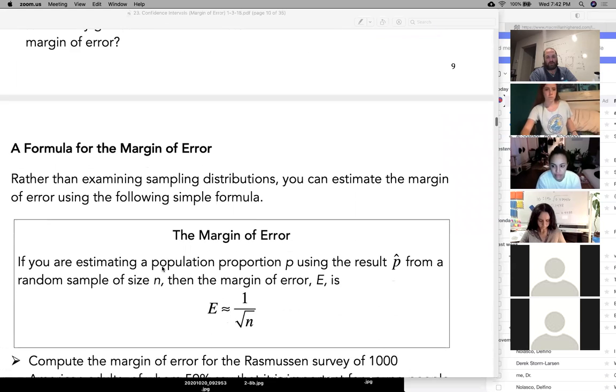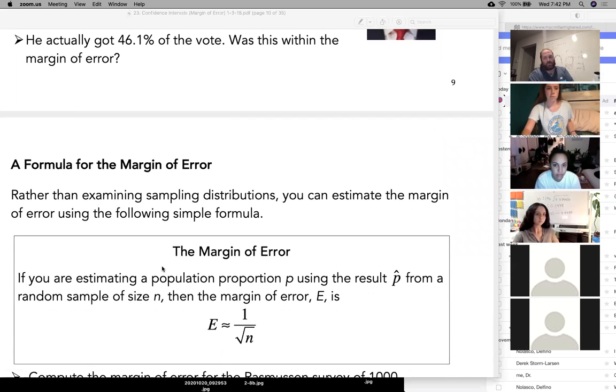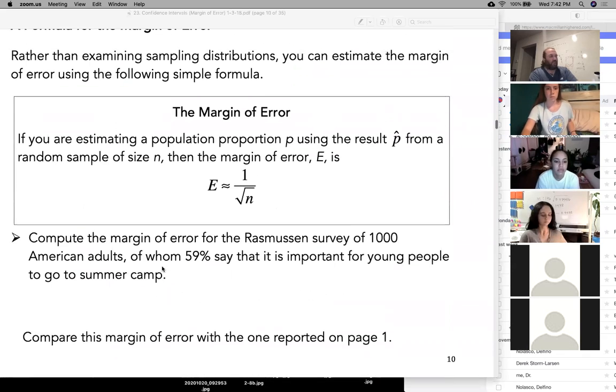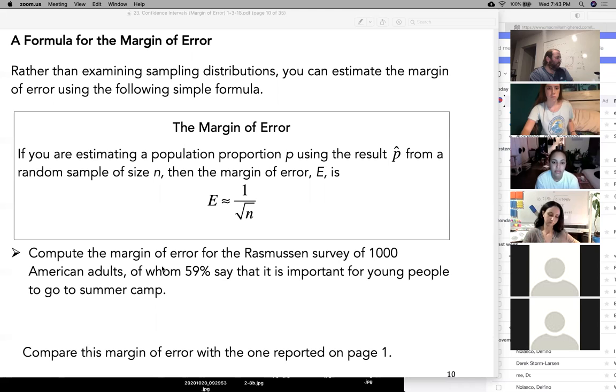Now, here's a formula for the margin of error. But this formula is not 100% accurate. The formula that I gave above, that's 100% accurate. This is only an approximation, which is why if you look at the formula, what do they have between the E, which stands for the margin of error, and the 1 over the square root of n? It's an approximation sign. It's about. If you are estimating a population proportion P using the result p-hat from a random sample of size n, the margin of error E is approximately 1 over the square root of n.